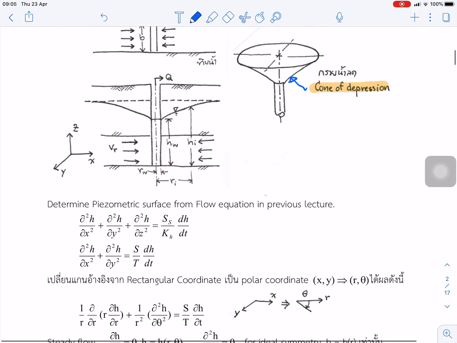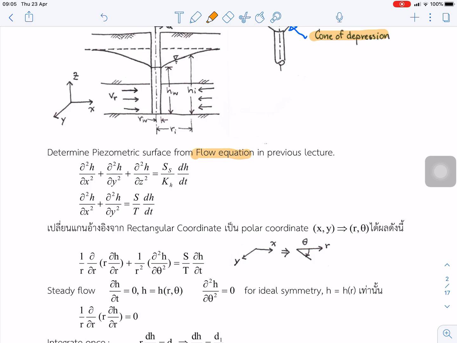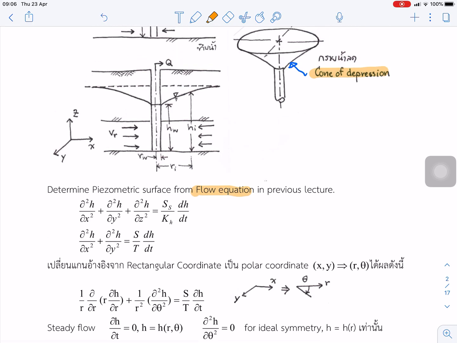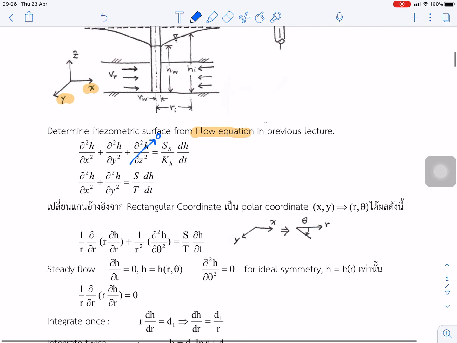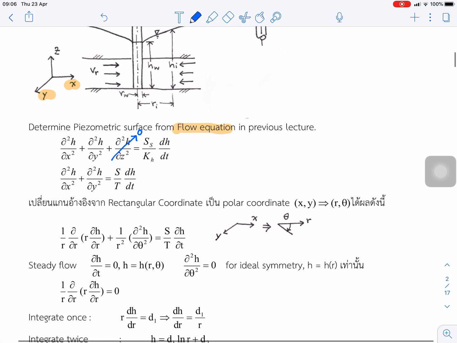And to start from the flow equation, we already derived this flow equation in the previous lecture. If we assume that flow is in the x and y directions, and there is no flow in the z direction, we can cancel the flow in the z direction. So we only have flow in the xy direction. And for flow to the well, the movement of the water is in the radius and theta.